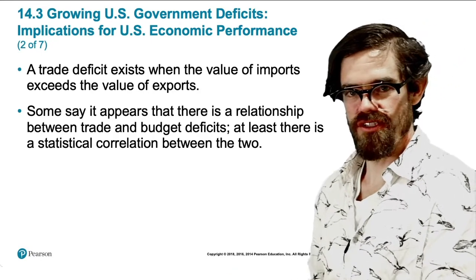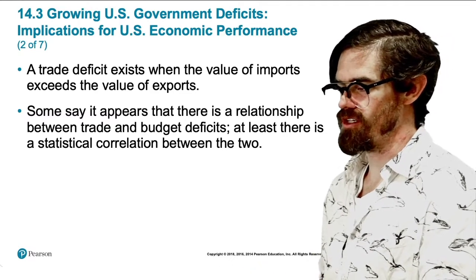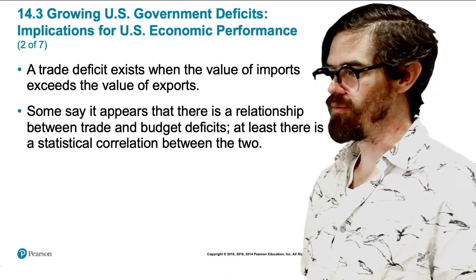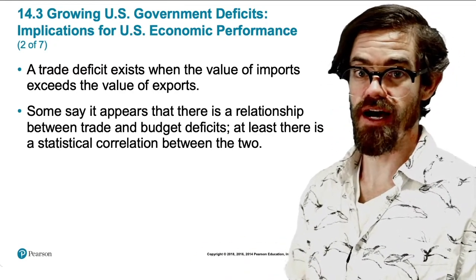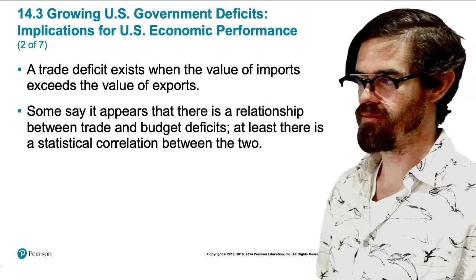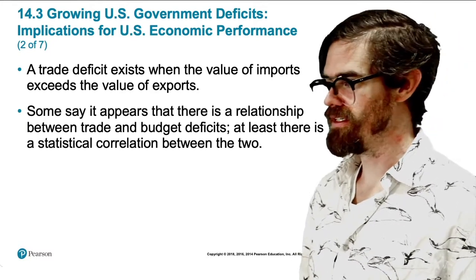So a trade deficit occurs when the value of imports exceeds the value of exports. Otherwise, if it's the other way around, it's called a trade surplus. But for the most part, we import a lot more in terms of dollar value than we export. So we have, in most years, as far as I know, a trade deficit.